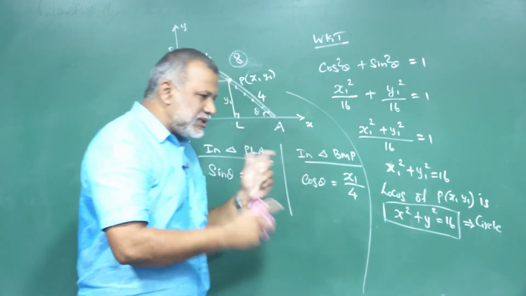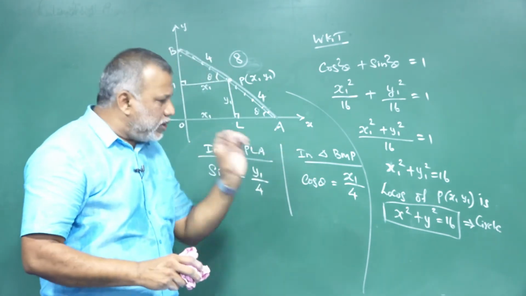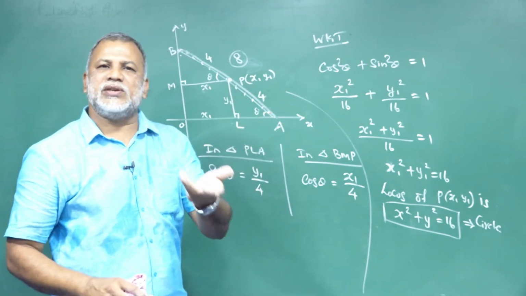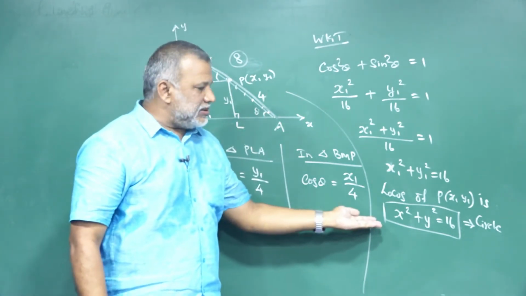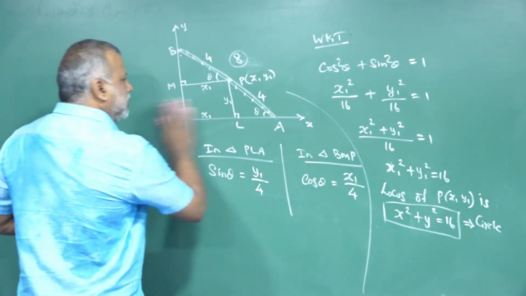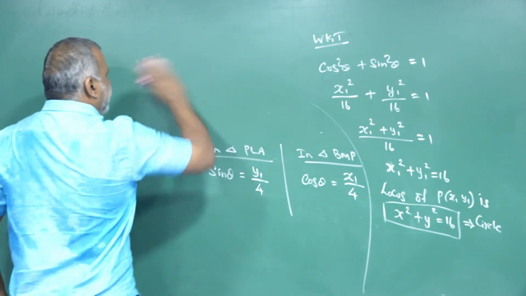So dear student, just use the observation. What is the only difference here? In the previous question, it represents the equation of an ellipse. Here it represents the equation of the circle. That is the only difference. All other ideas are the same.